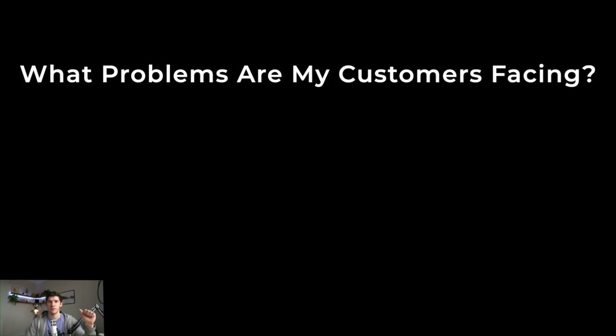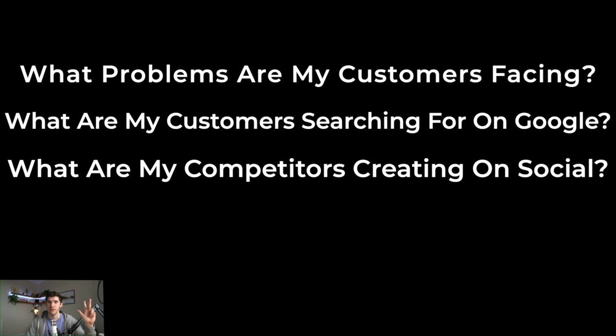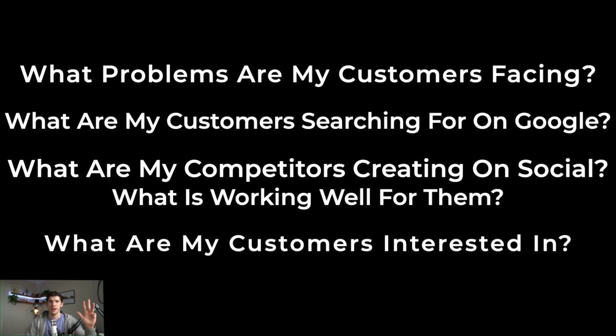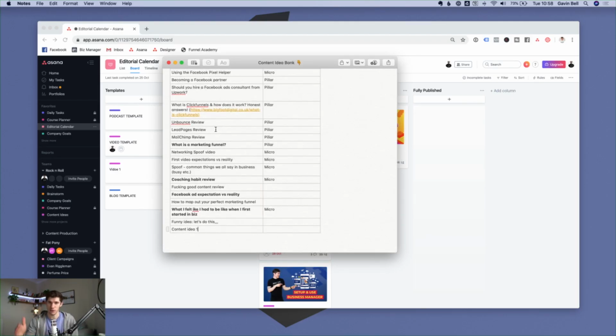What problems are my customers facing? What are my customers searching for on Google? What are my competitors creating on social and on their website and on their YouTube channel? And what's working well for them? And what are my customers interested in? If you can answer those questions, the questions themselves become the titles of your content, you're going to have a long, long list of content ideas. So stick it into a content ideas bank and then just constantly update this thing. Just constantly add content ideas to it.